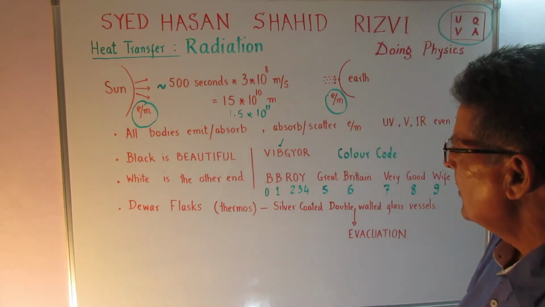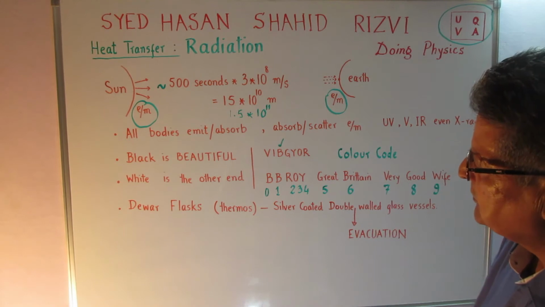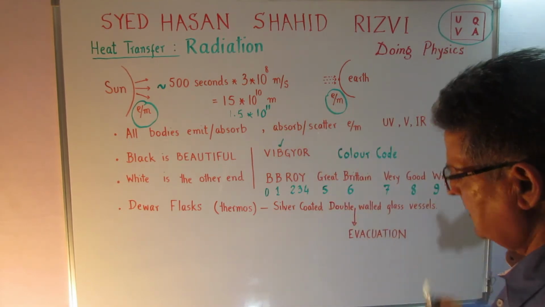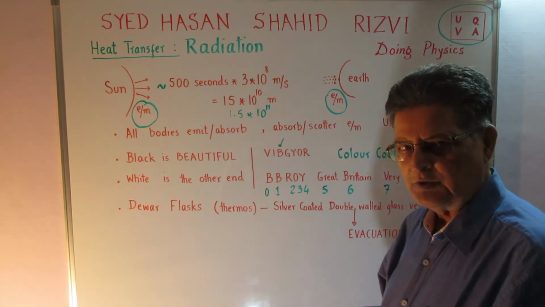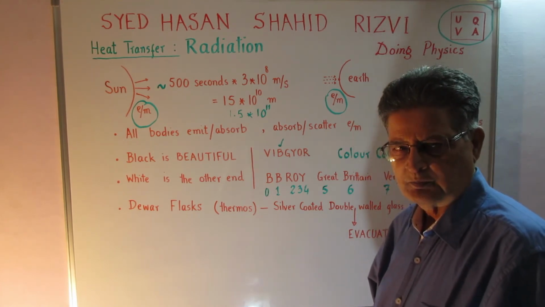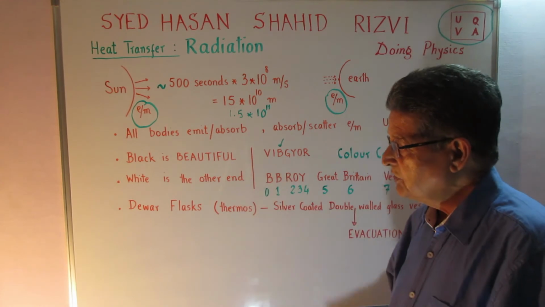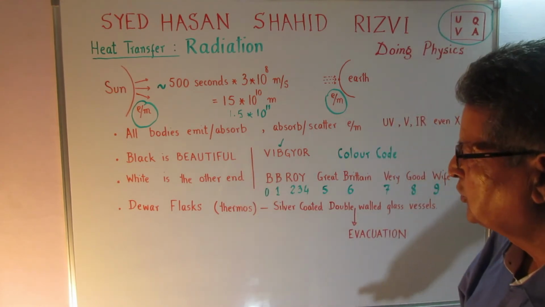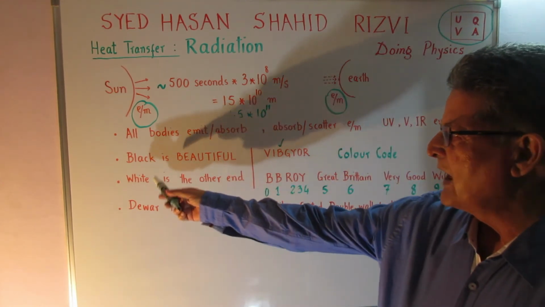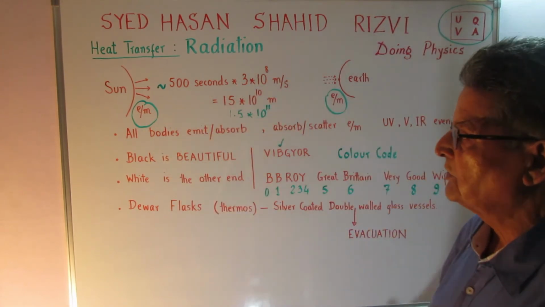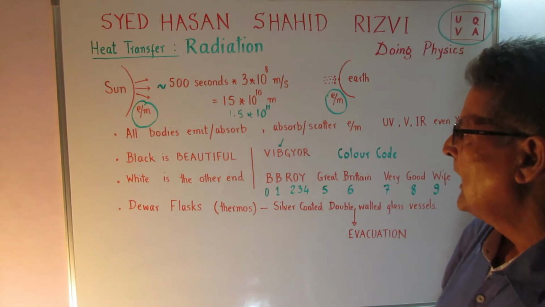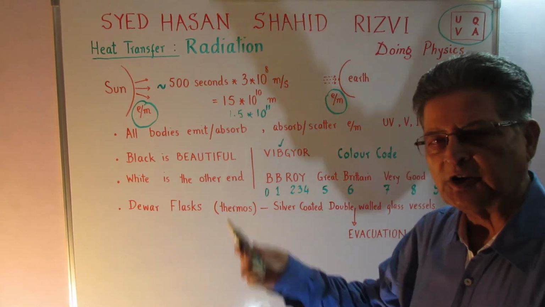Anyway, so for example, in the summer times we must wear light clothes. In the winter times, our clothes should be close to black, the beautiful, because a black body is a good absorber as well as a good emitter of radiation.